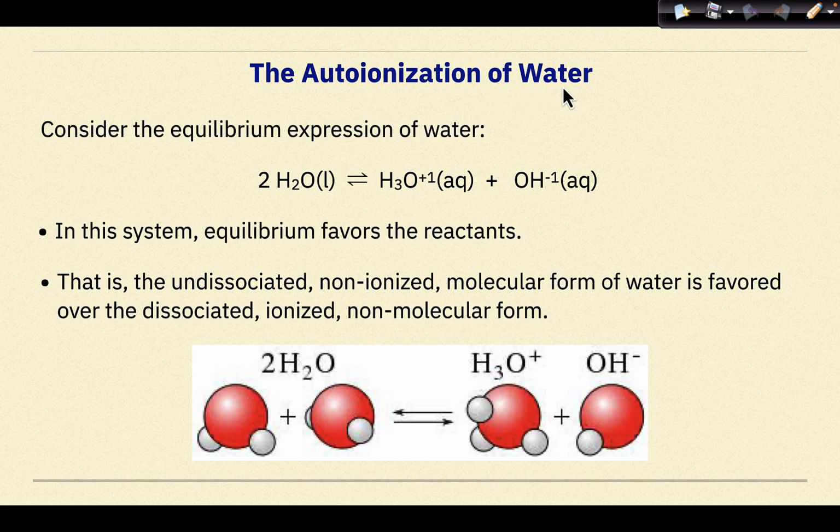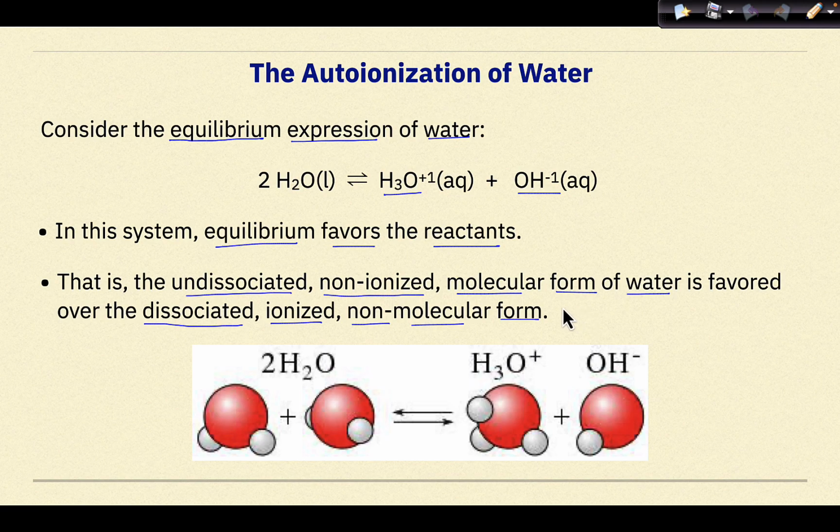The autoionization of water. Consider the equilibrium expression of water, where we have two water molecules in equilibrium with the production of hydronium ions and hydroxide ions. In this system, equilibrium favors the reactants. That is, the undissociated, non-ionized molecular form of water is favored over the dissociated, ionized, non-molecular form. In other words, the formation of the hydronium and the hydroxide ions.